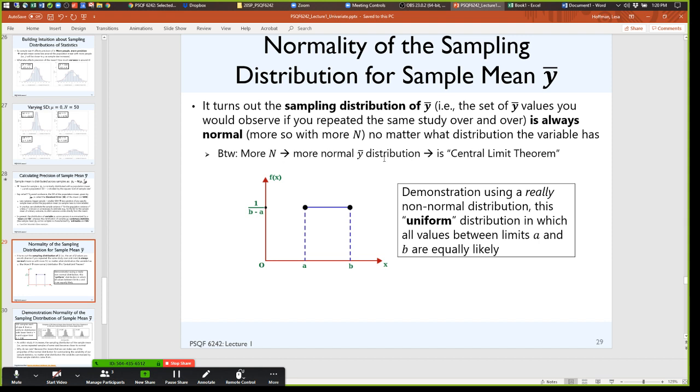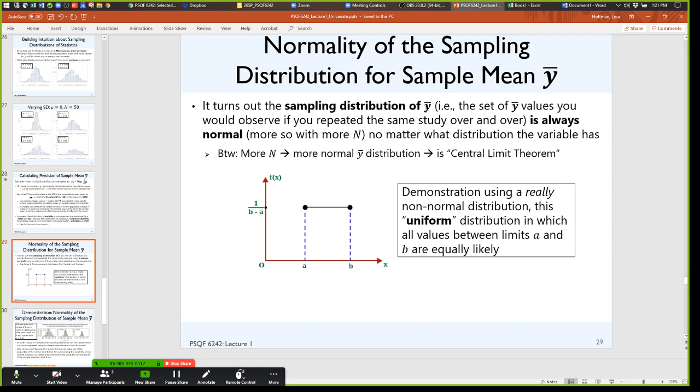But yeah, so it turns out that the sampling distribution of the sample mean itself is always normal, even if the variable that it is the mean for is not. So this is something that I think people sometimes get confused by.